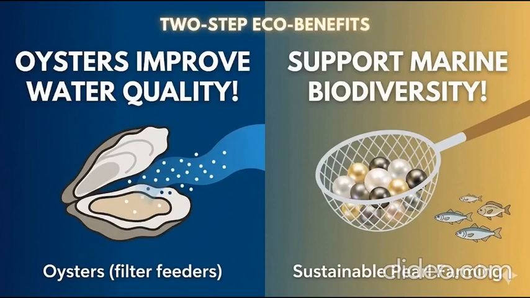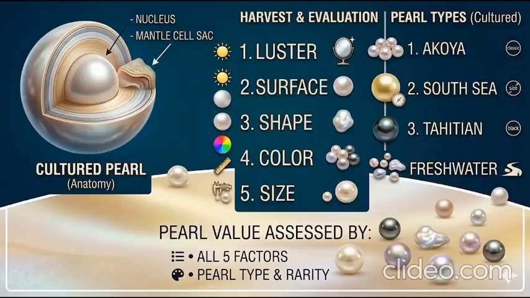Scientists are also conducting research to improve pearl culture techniques. Modern biotechnology helps identify superior oyster strains. Researchers study genetics, disease resistance, and environmental management to enhance pearl quality and productivity. Today, pearl culture represents a remarkable combination of biology, aquaculture, and technology. It demonstrates how understanding natural processes can lead to sustainable industries that benefit both people and the environment.